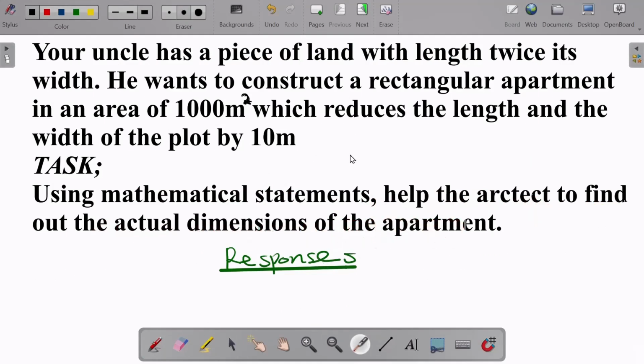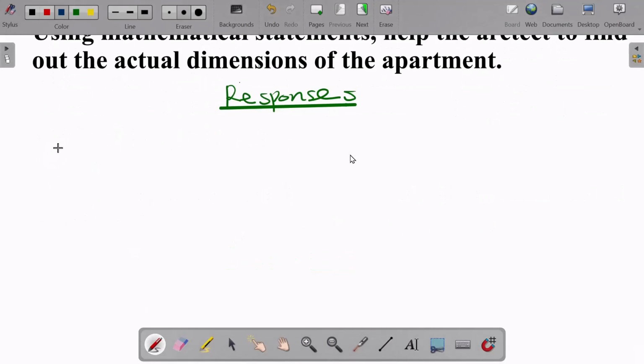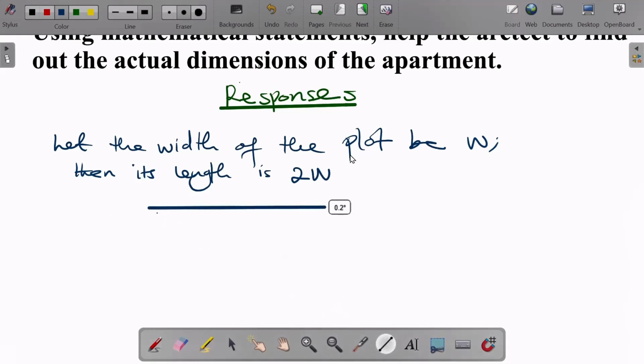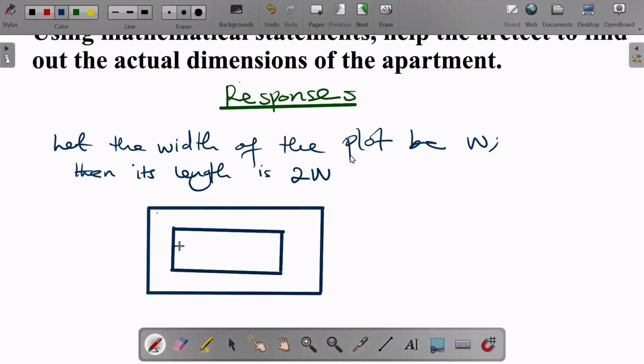So we can straight away begin by writing our response. We can select the width of the plot to be W. Then its length is, because they said it's twice the width, 2 multiplied by W. We can try to come up with the outlook. I have a rectangular plot. If this is our plot, the apartment they are talking of is the one inside that they are to construct. It is 1000 meters square in area. Then the plot has the width, and this is the length, which is twice the width.